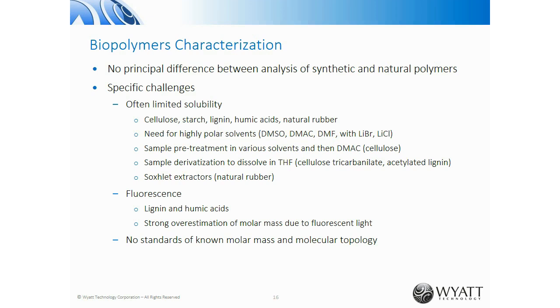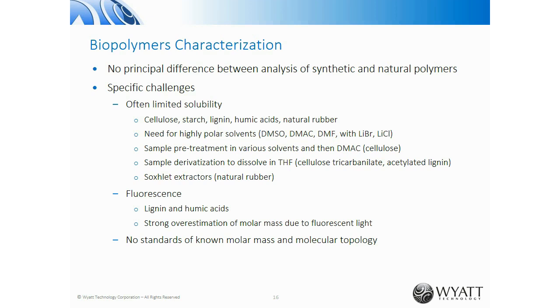Or we can also derivatize the samples to make them soluble in THF, because THF is an easy solvent for SEC or AF4. Examples are cellulose tricarbanilate or acetylated lignin. Another possible issue is fluorescence of some natural polymers, which concerns lignin and humic acids. When fluorescence is not compensated for, it results in strongly overestimated molar masses.